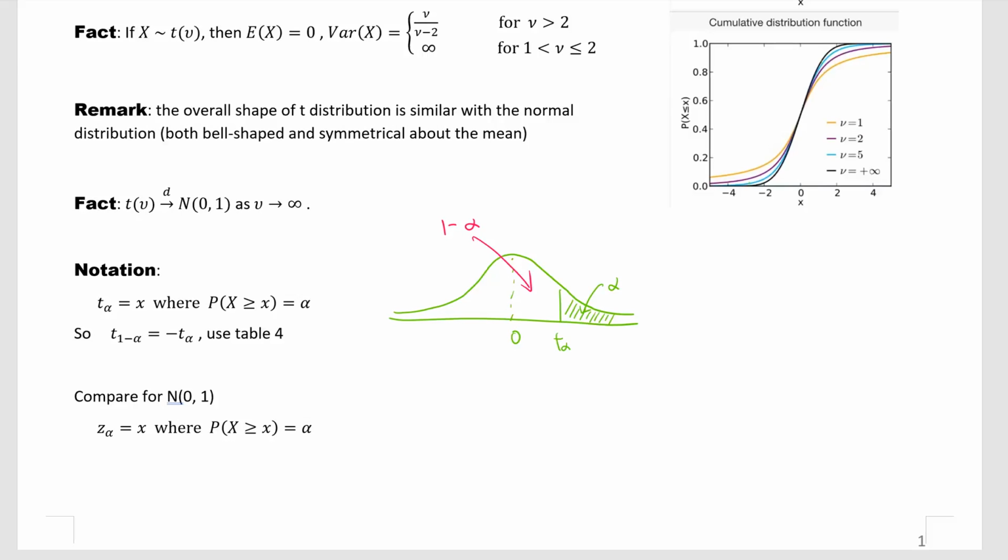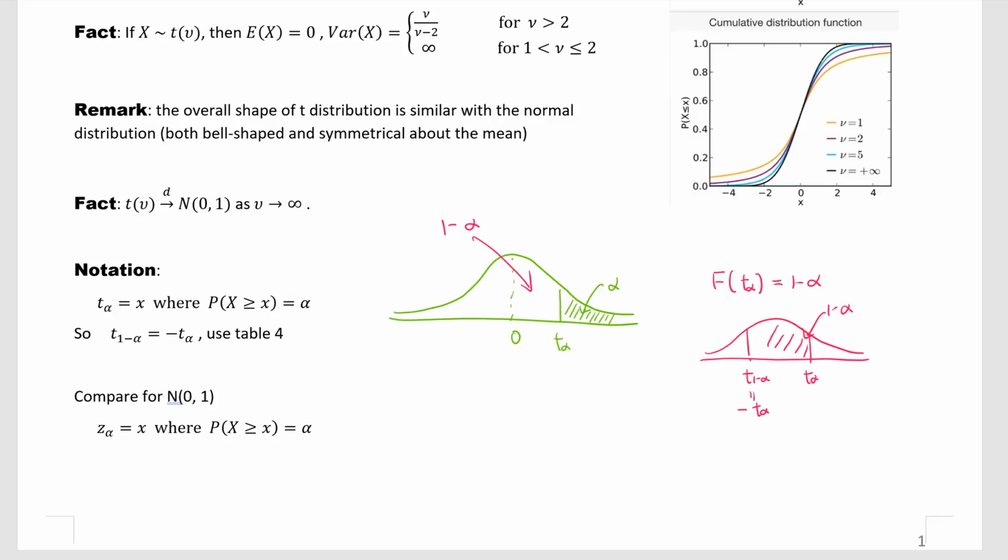So that's why we know that the CDF of T alpha is actually 1 minus alpha. And what is T sub 1 minus alpha? Well, T sub 1 minus alpha means you draw the picture, and you need the right-hand side area to be 1 minus alpha. This is T 1 minus alpha. You can see what happened. Wow, this is actually the negative of T sub alpha.